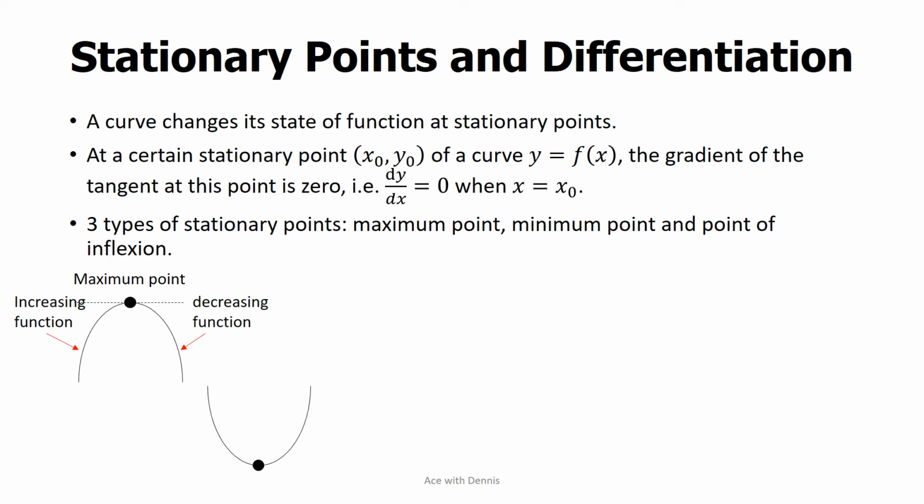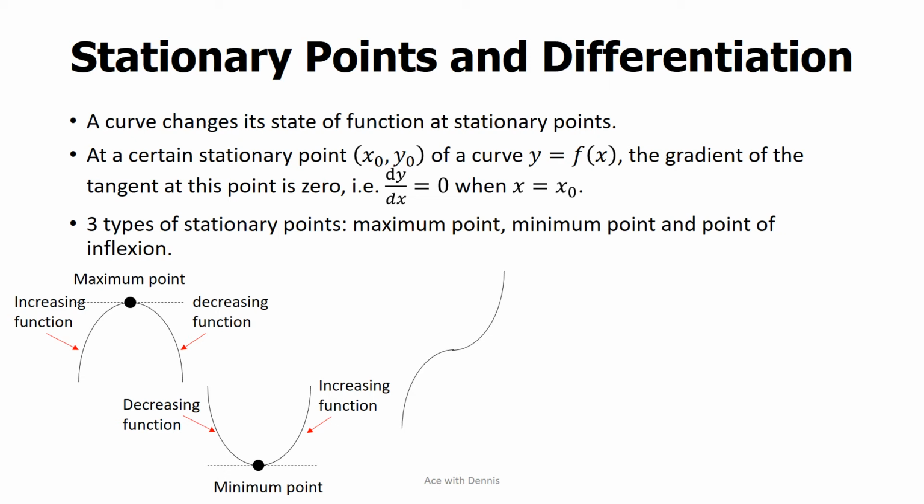The second type of stationary point will be the minimum point. This is the minimum point, and we can draw a tangent passing through this point. It is a horizontal line, which means that the gradient is 0. We can see that before this minimum point, the graph is a decreasing function. After the minimum point, the graph is an increasing function. So we can say that the curve has changed its state of function from decreasing to increasing at the minimum point.